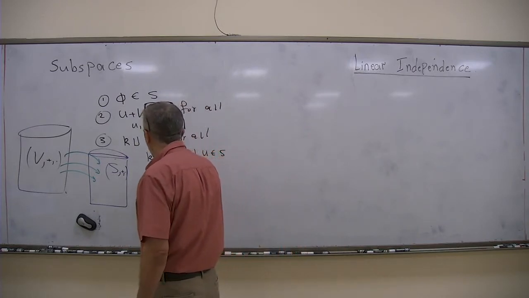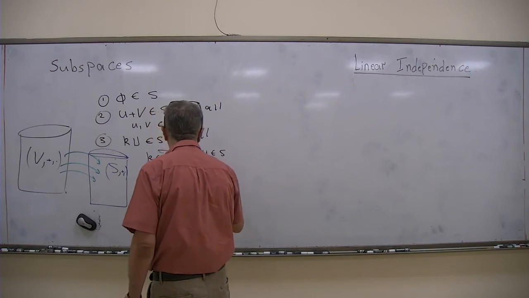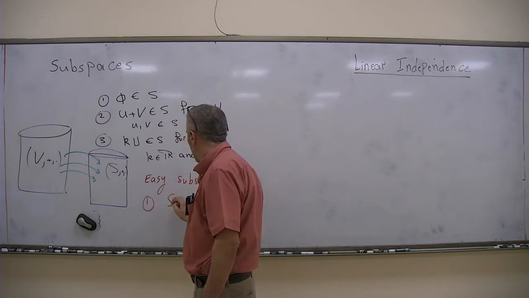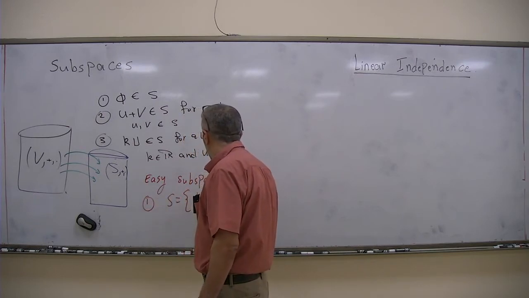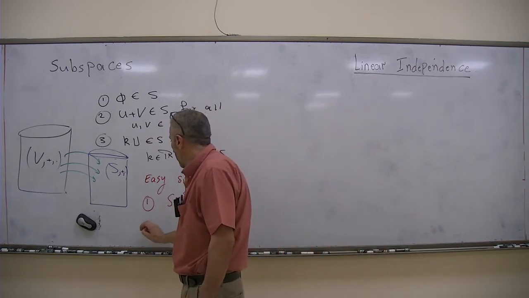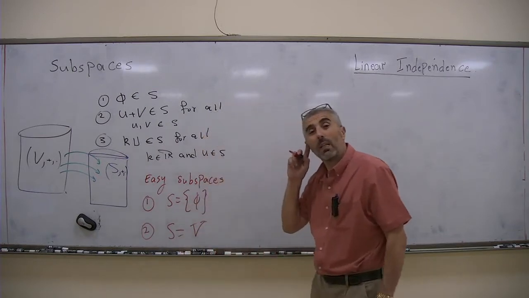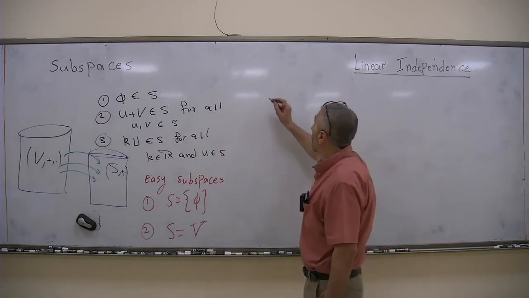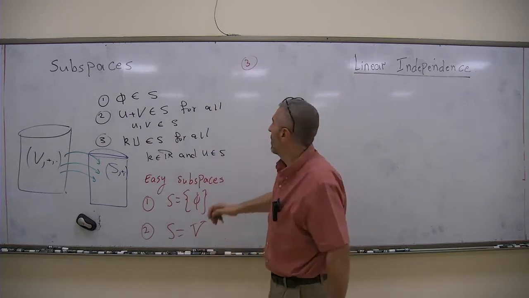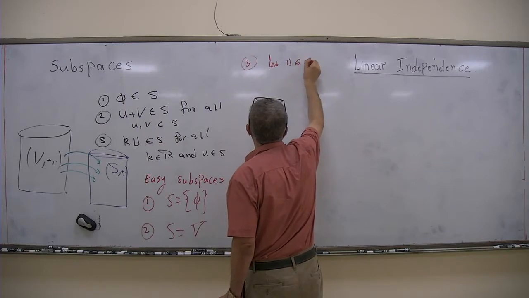Then we said here, easy options or easy subspaces. Number 1, if you take the zero object by itself, this is a subspace. Number 2, if you take S to be the same as V, that is another trivial subspace. 3, if you take one single vector in S, let U belong to S.